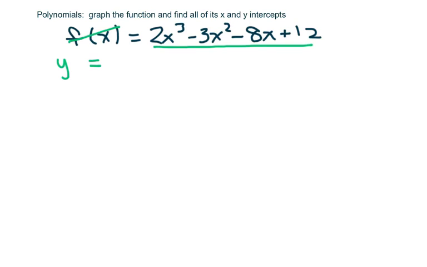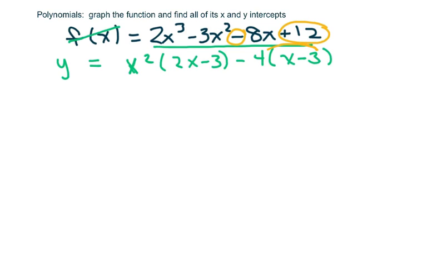Let's see how I'm going to do this. I'm going to pull out an x squared here, and I'm going to get 2x minus 3. And here I'm going to pull out a 4, and I get x minus 3. Remember, when you're factoring by grouping, if you have a negative here, you're going to have to change this to negative, because negative 4 times negative 3 is positive 12.